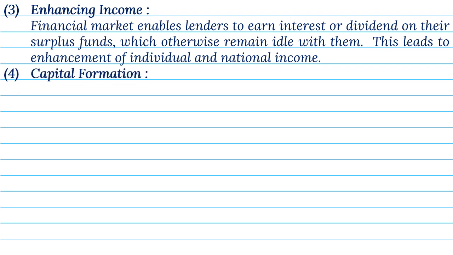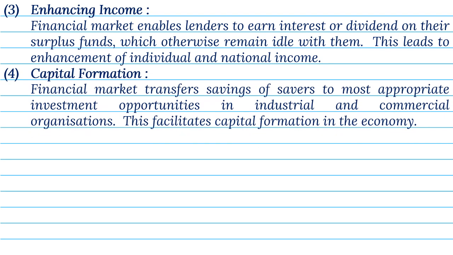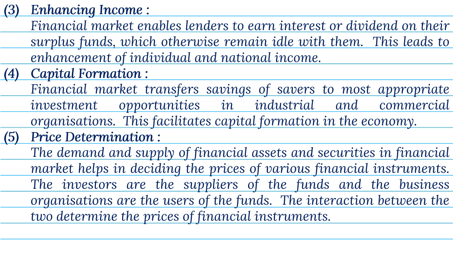4. Capital formation. Financial market transfers savings of savers to most appropriate investment opportunities in industrial and commercial organizations. This facilitates capital formation in the economy. 5. Price determination. The demand and supply of financial assets and securities in financial market helps in deciding the prices of various financial instruments. The investors are the suppliers of the funds, and the business organizations are the users of the funds. The interaction between the two determines the prices of financial instruments.